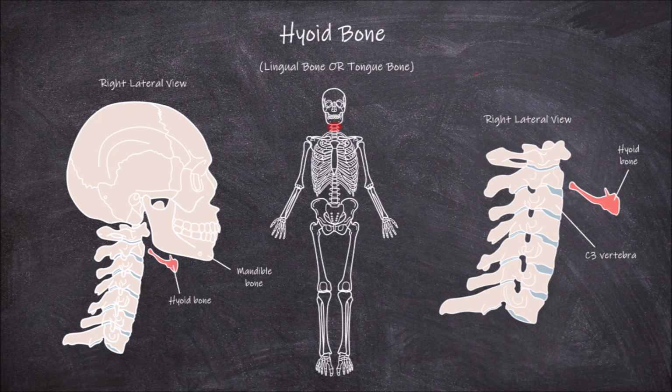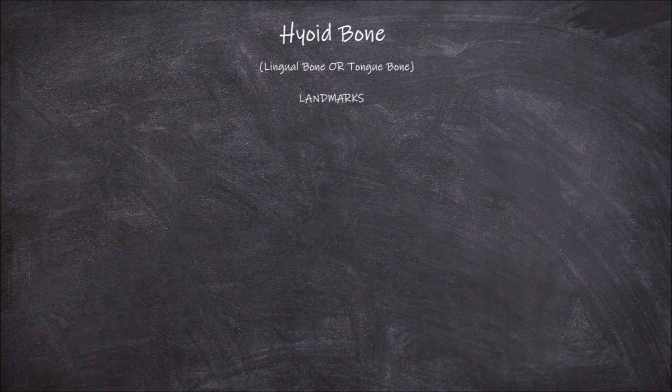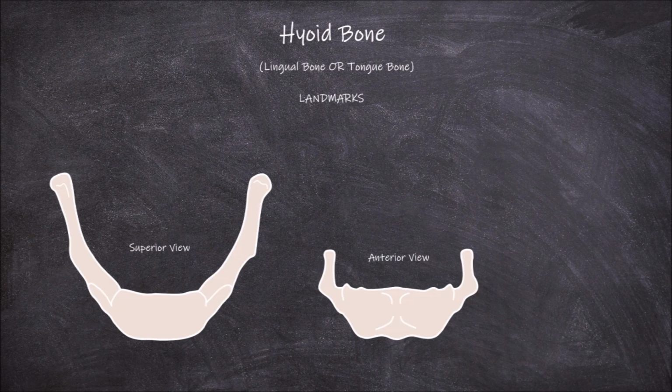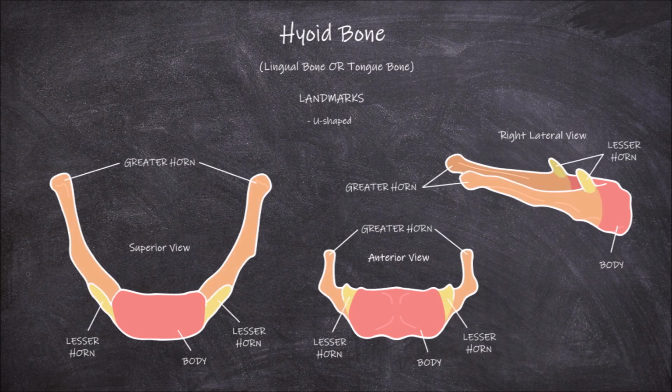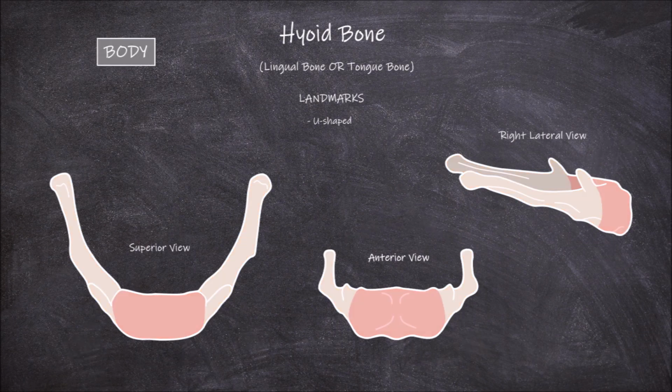Now we're going to look at the different landmarks and features of the hyoid bone. Here we have the superior view, the anterior view, and the right lateral view of this bone. This bone is U-shaped. This bone consists of a central body and on the sides 2 greater horns and 2 lesser horns. The first region of this bone is the body. The body of this bone is the central area of this bone.